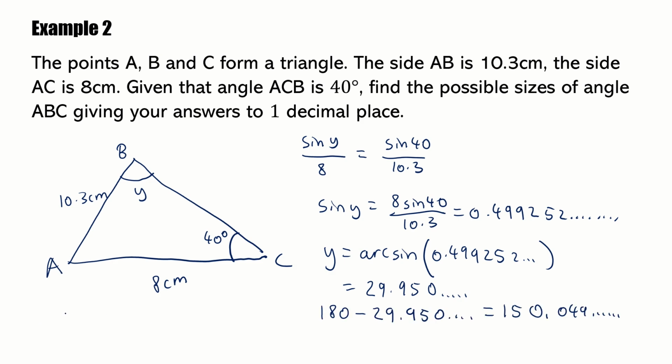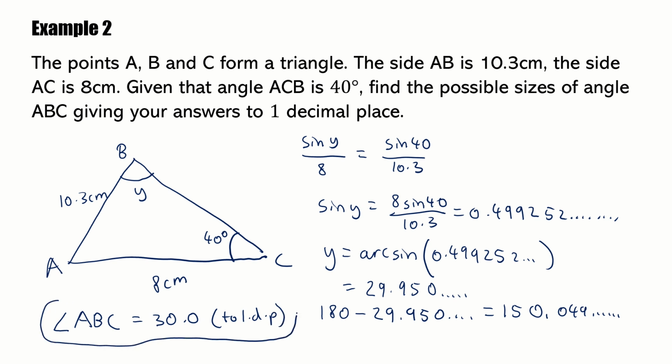Well, it tells us that there's only going to be one solution to what our angle ABC can be, which is the 29.95 after we've done some rounding, which would round to 30.0 to 1 decimal place. And that's going to be our only answer. We're going to reject the other one. But how? Why? Because at first glance, 150 seems perfectly reasonable. It is less than 180, which is what we wanted.